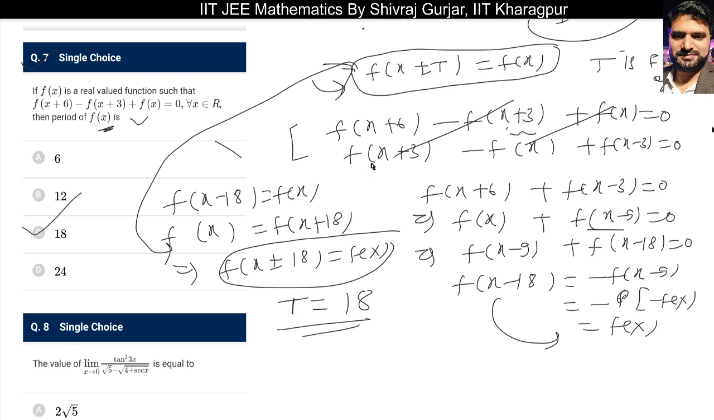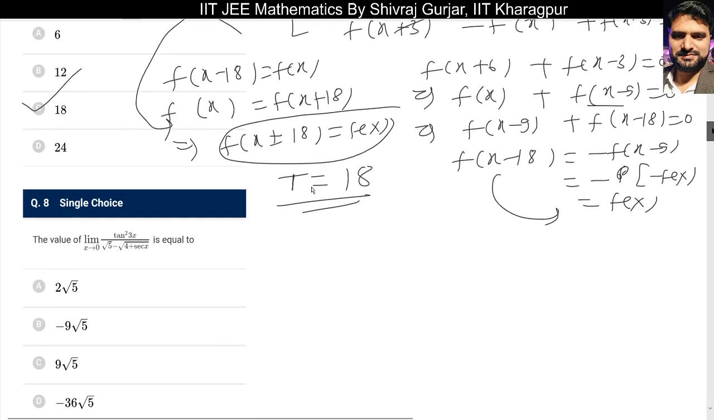Okay, so this is simple. Whenever this type of question is asked, we are going to manipulate the expression in this form. If we are able to get f(x minus T) equals f(x), then that is sufficient, because then in this expression, if x is replaced by x plus T, we get f(x plus T) equals f(x). So if we get f(x minus T) equals f(x), then T will be our time period. So let us move to the next question.